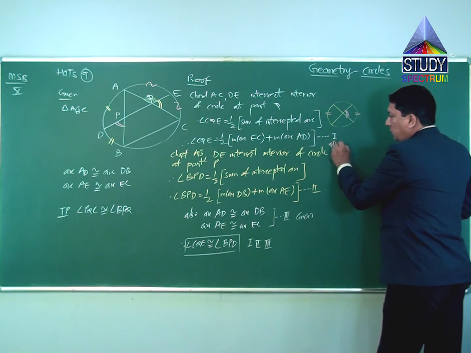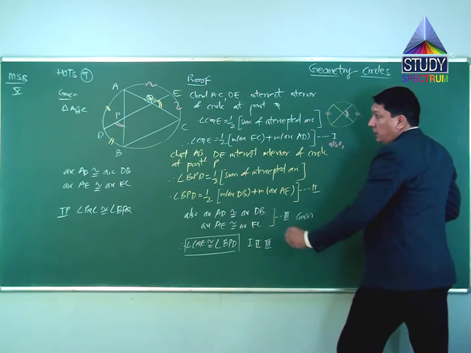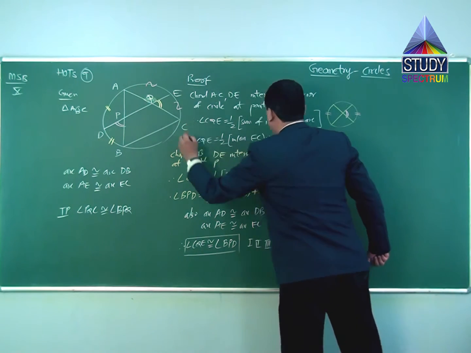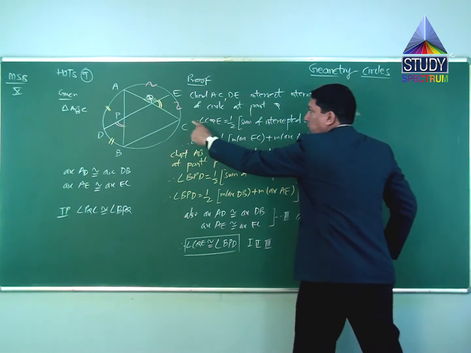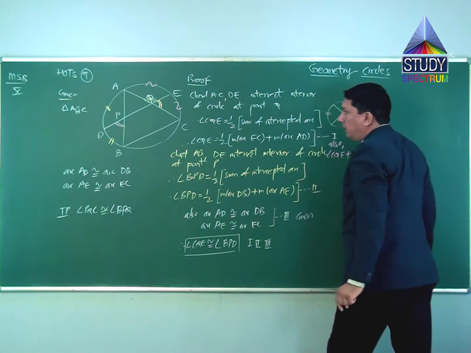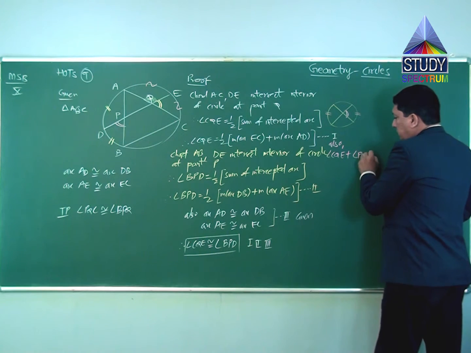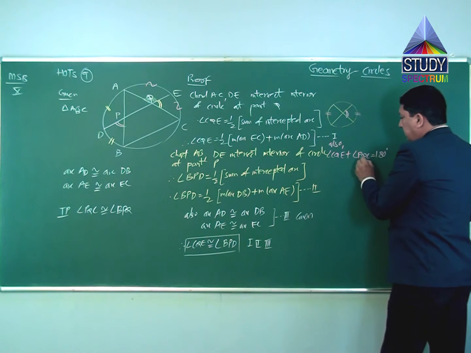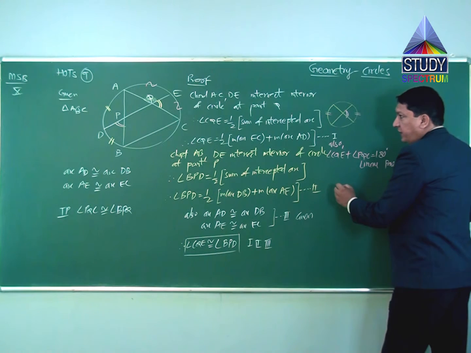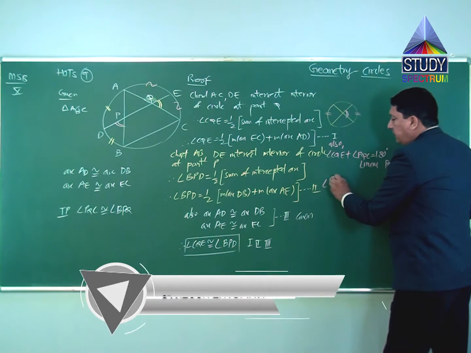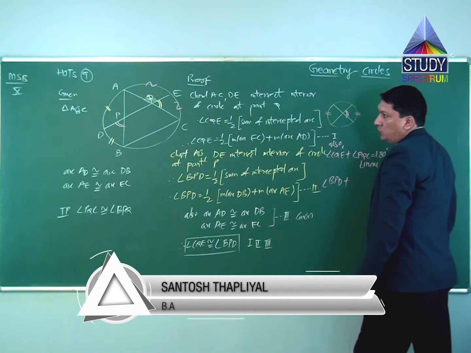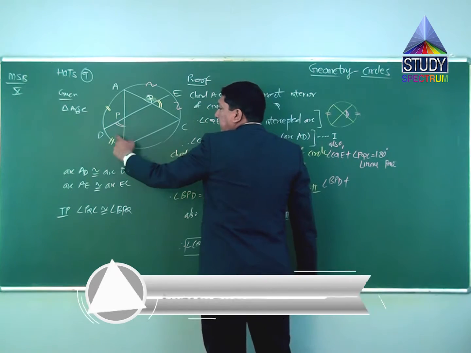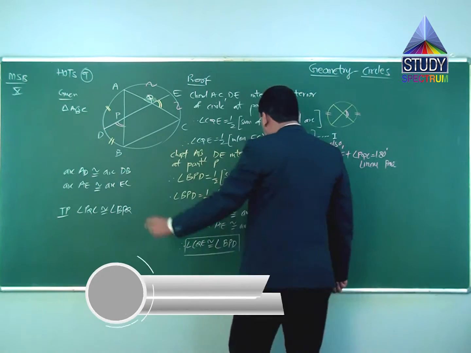Also, we are very close to the answer now. Angle CQE plus the other angle, angle PQC, is equal to 180 degrees. The reason is linear pair. In the same way, angle BPD plus the other angle BPQ. Can you make out? Angle BPD plus angle BPQ makes 180 degrees.